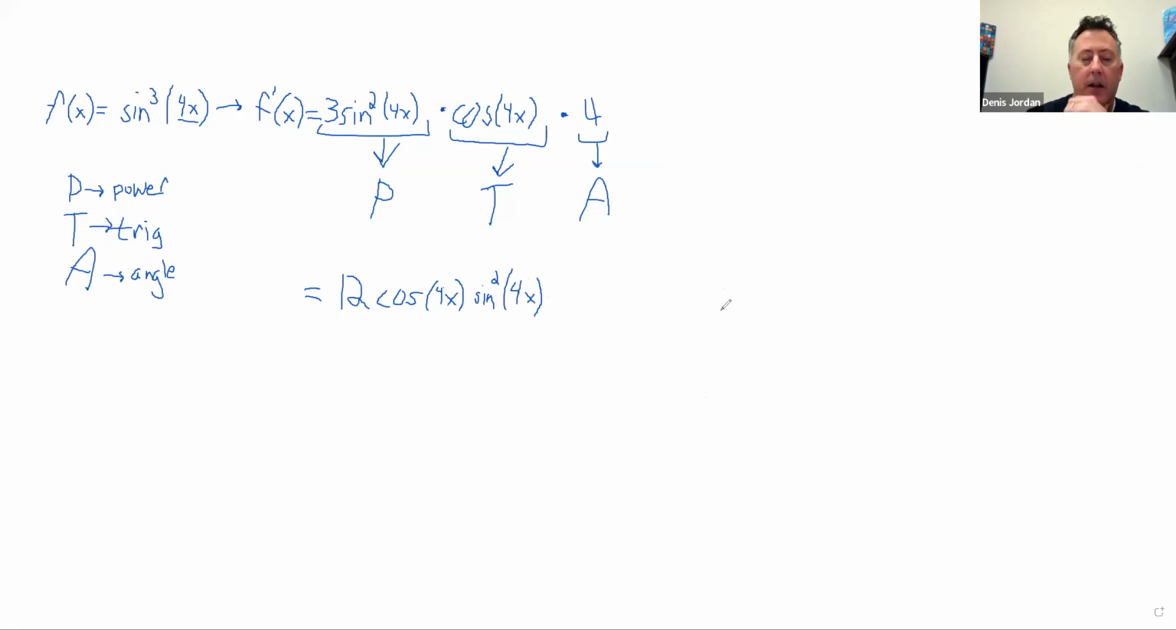So something that might be a little useful as well, like when you see powers on trig functions like sine to the third of 4x, you can kind of rewrite it a little bit. That's like sine of 4x and then the whole thing is to the third power. So if it helps to write it that way or to think of it that way, then go for it.